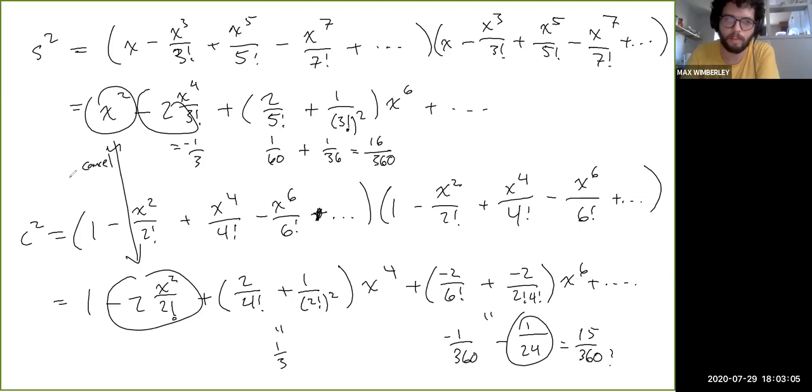So anyway, I think it's kind of cool to look at. I think it's cool that you can even multiply infinite series like this in the first place, because it seems so complicated, but it's actually not as complicated as you think.